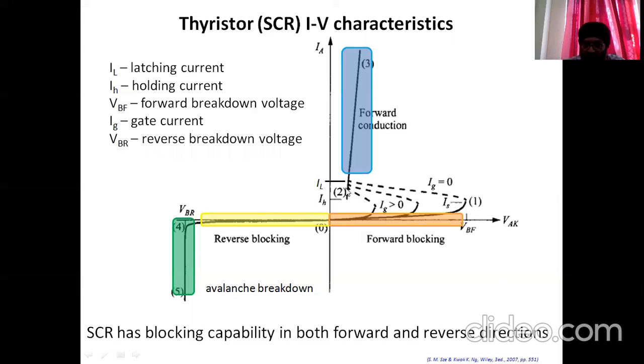And this value over here is called latching current, where the thyristor or this SCR starts to conduct. So this is the holding current. Below the holding current, the thyristor will be turned off. So if we want to design a turn-off circuit of an SCR, we make sure that during the turning off of the thyristor, the current should be below the value of holding current, so that the SCR becomes off.